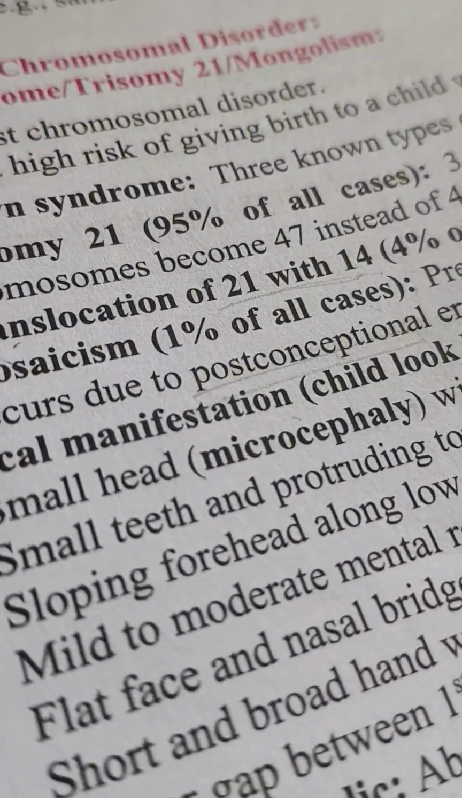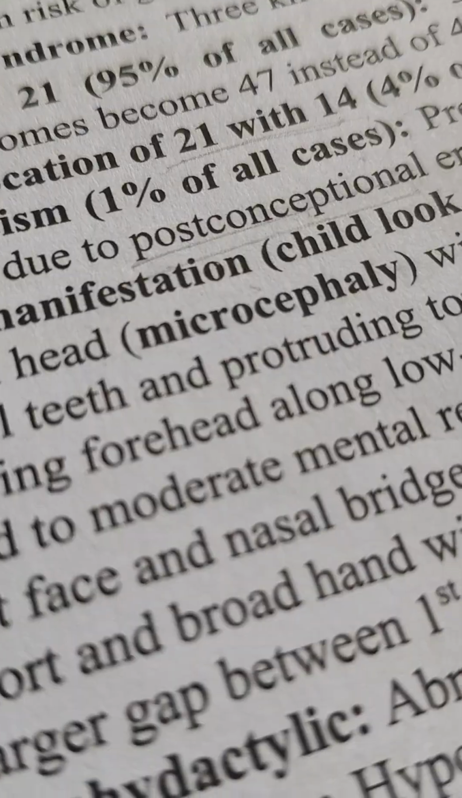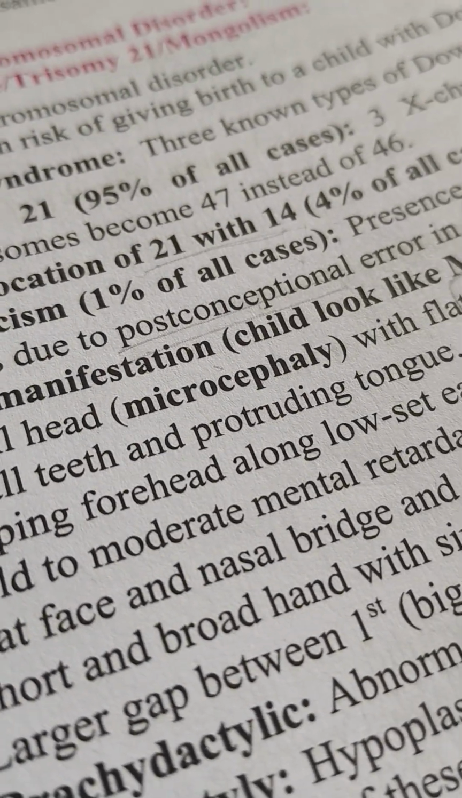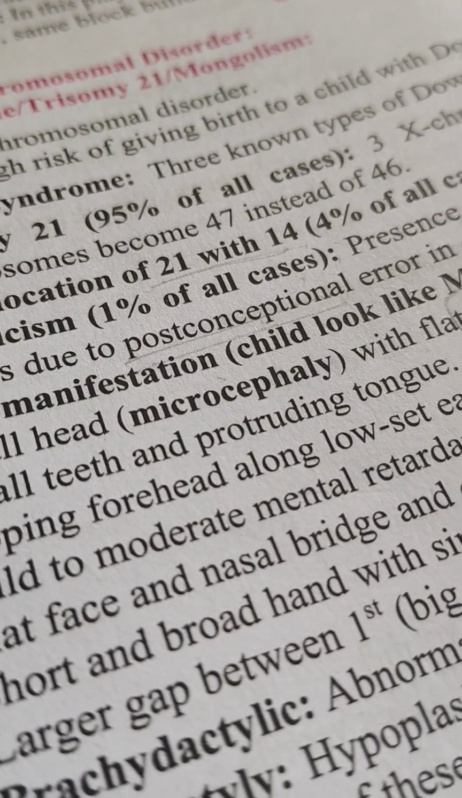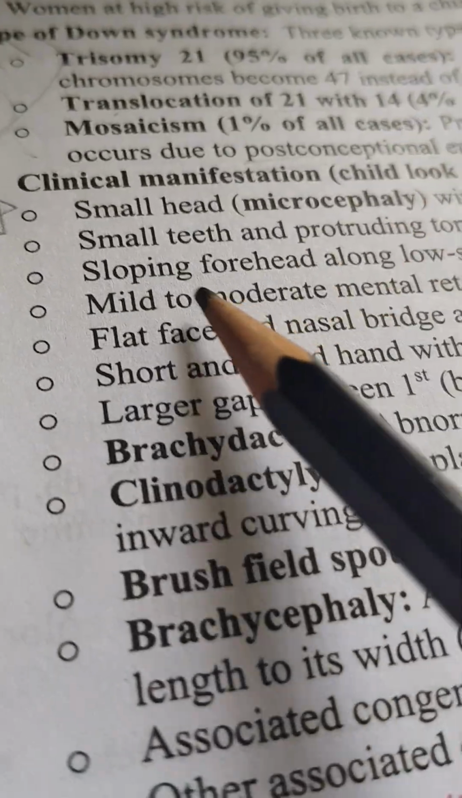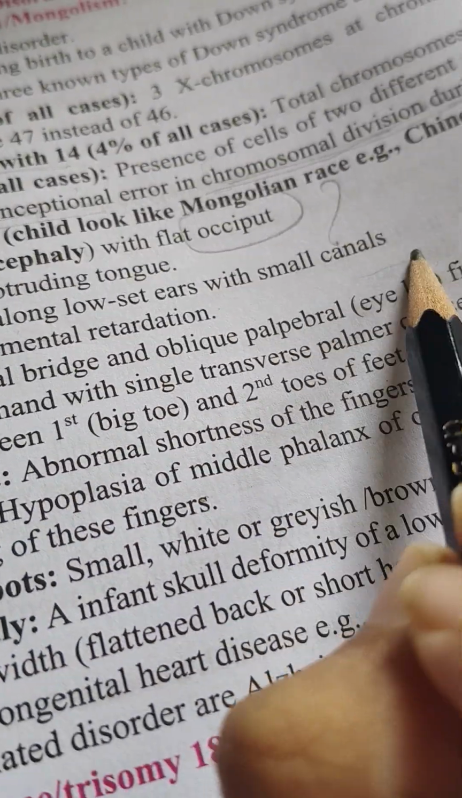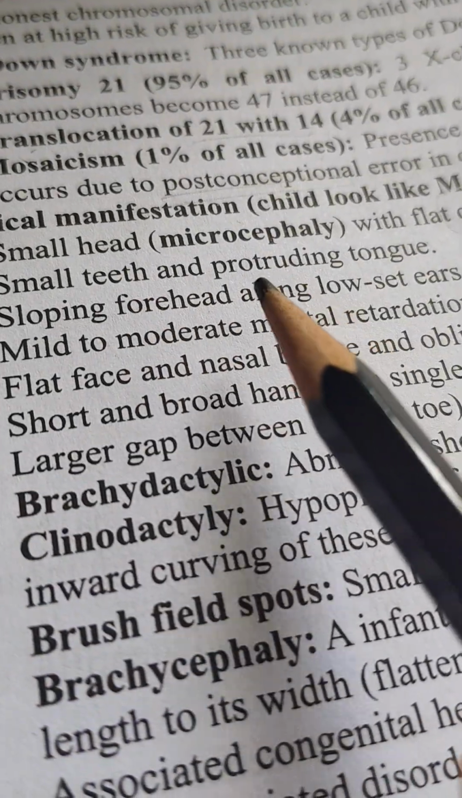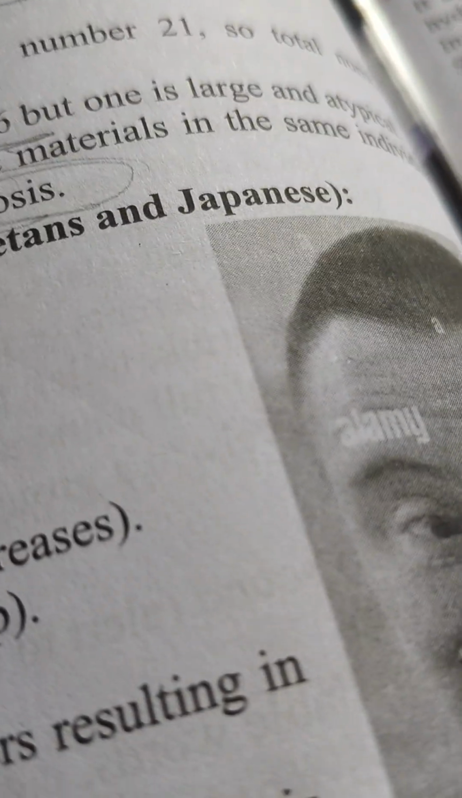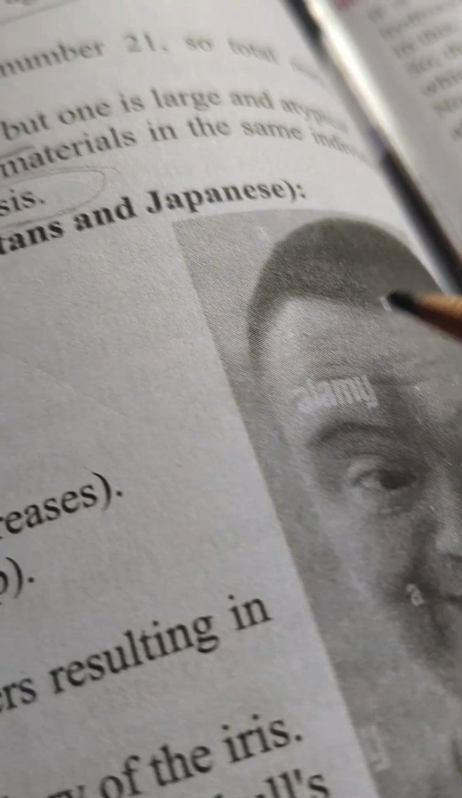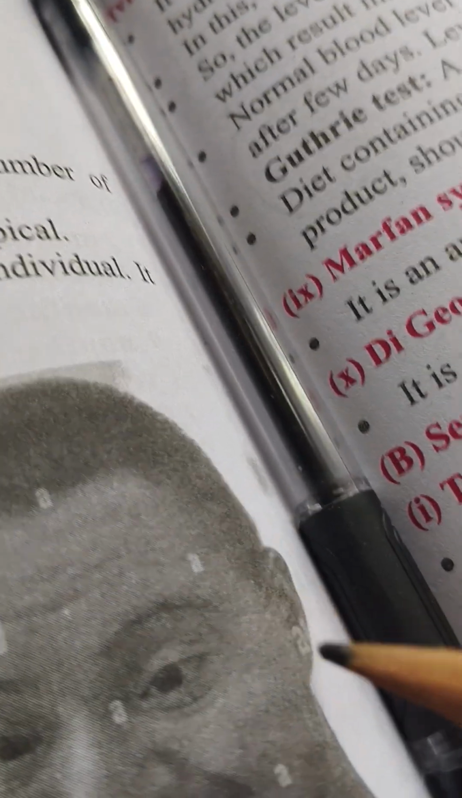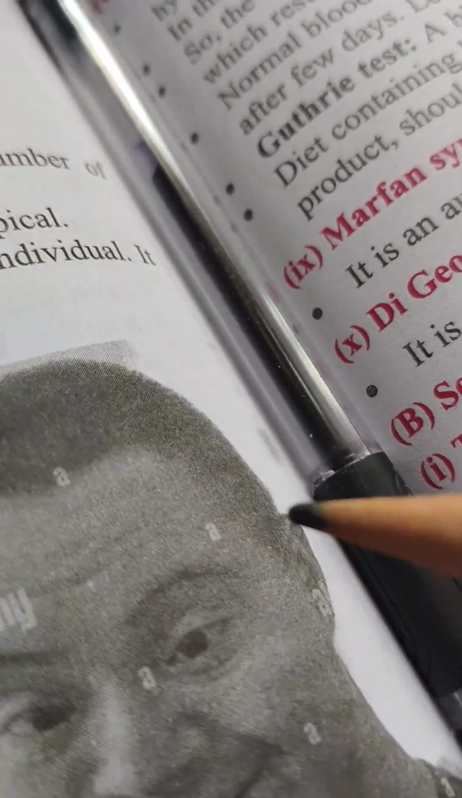Small teeth and protruding tongue. Teeth are not shown, but there is a protruding tongue and small teeth. So we know now two characteristics, small head and small teeth. Second one is sloping forehead along with low set ears with small canals. Sloping forehead, and these are supposed to be low set ear canals.